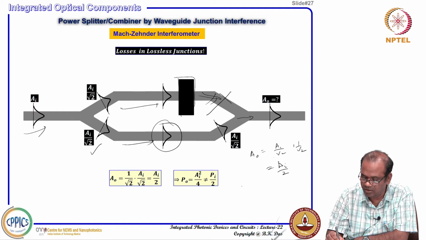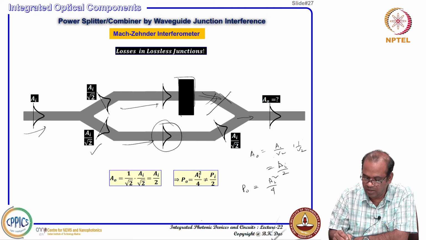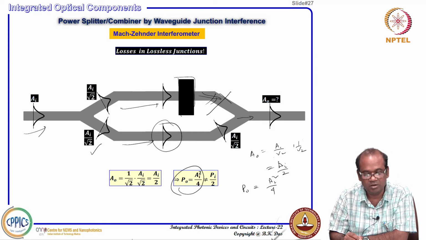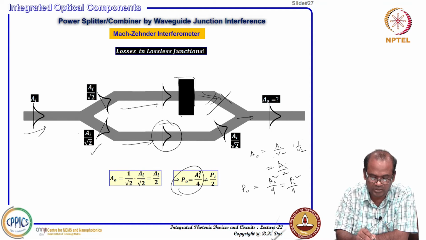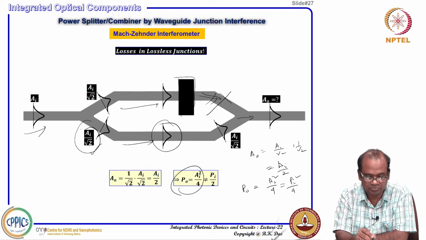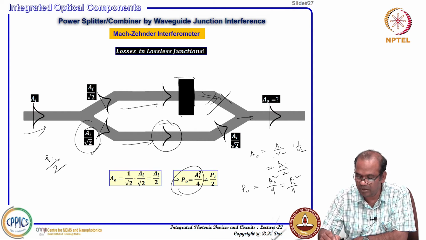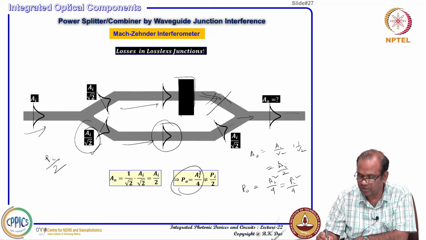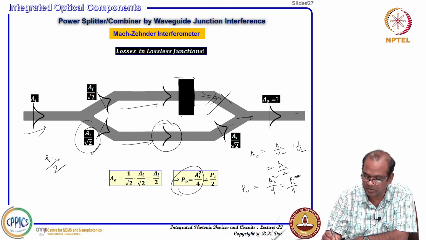Then what is the power? Output power is AI squared by 4, right? AI squared by 4 is the output power, that means Pi by 4. In principle, here what is the power? Here the power was just P naught by 2, but when it is coming back here the power is Pi by 4. What is the reason?